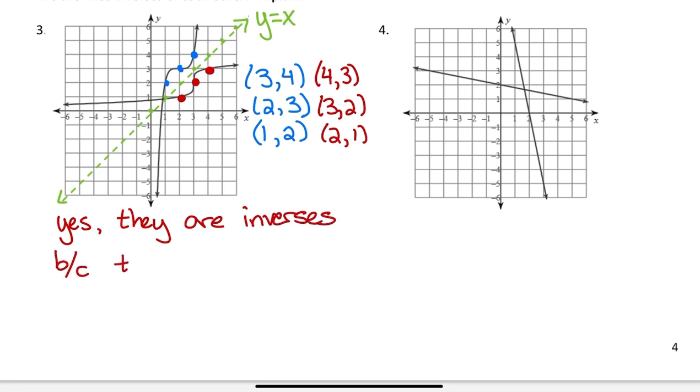because the lines are reflected across y equals x.